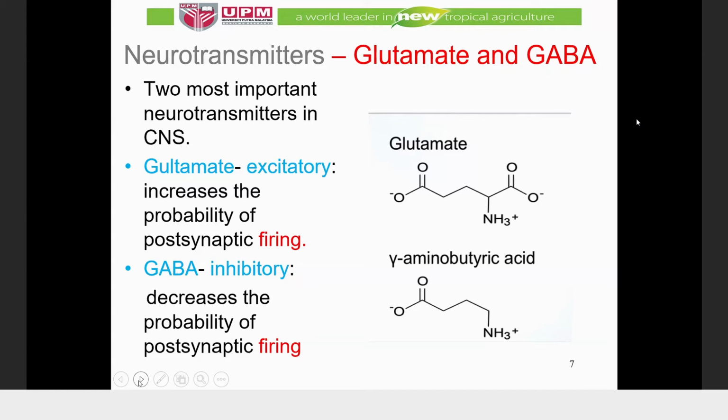The others are GABA, inhibitory, very clear from the name. They have an inhibitory action. That means they decrease the probability of postsynaptic firing. They stop, or they can slow, the action potential.